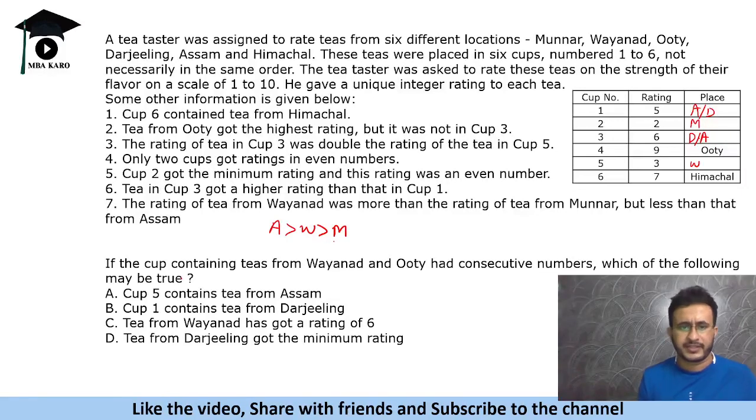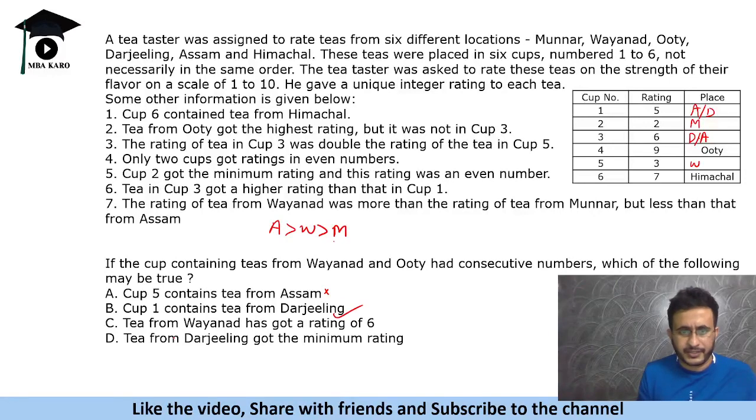So now let us answer the question, which of the following may be true? May be true means that it is not certain that it is true, it can be true. So that means the remaining three options will be false for sure. So first says cup 5 contains tea from Assam. That is false because that is from Wayanad. Cup 1 contains tea from Darjeeling. May be true. Okay, this may be true. So that is our answer.